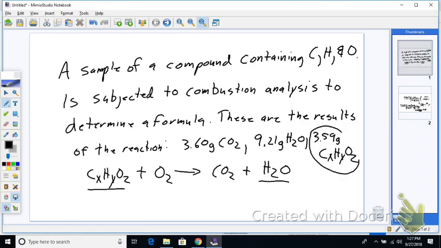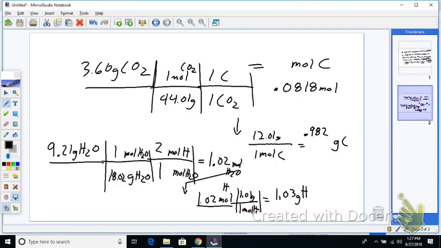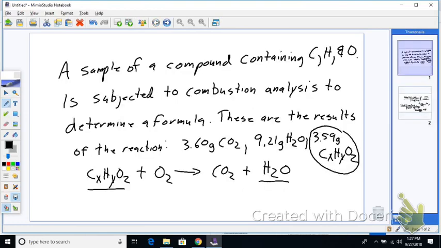Now, what makes up that weight? Carbon, hydrogen, and oxygen. I have 2 of the 3. I got carbon and hydrogen. I just need to subtract those 2 from 3.59, and what do I have? Oxygen. Right? Because the law of conservation of mass says my original compound is 3.59. It must add up to the carbons, hydrogens, and oxygens.